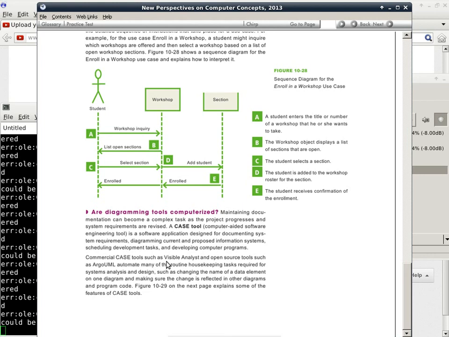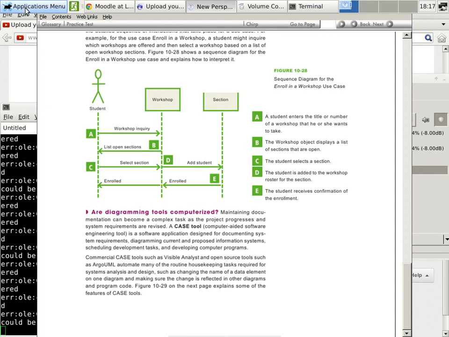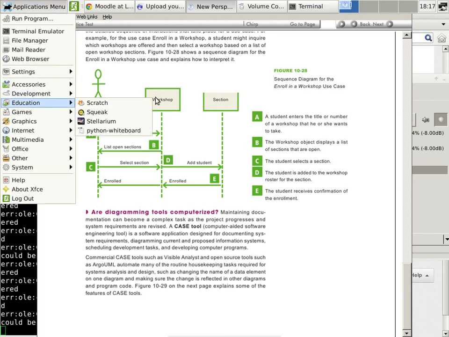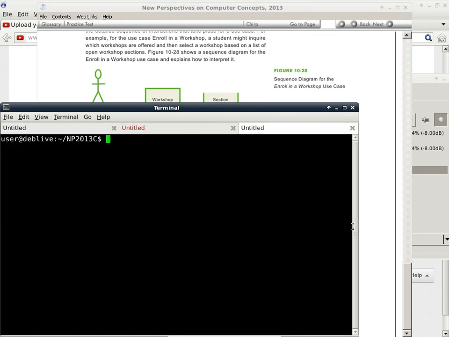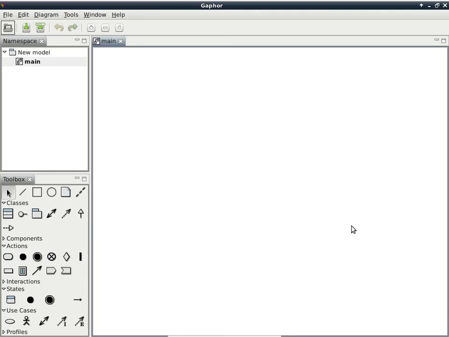Commercial CASE tools such as Visual Paradigm and open source tools such as Argo UML, and also the one that I showed you the other day. What is the name of that? It doesn't have an interface from the front end, so I'll just type it up. I think it's called Gaphor. This one is very simple, but as a result, it's also easy to use. Argo UML is a little bit more difficult to use, because it does give you a lot of tools, but as a result of that, it's also a lot more difficult to use.